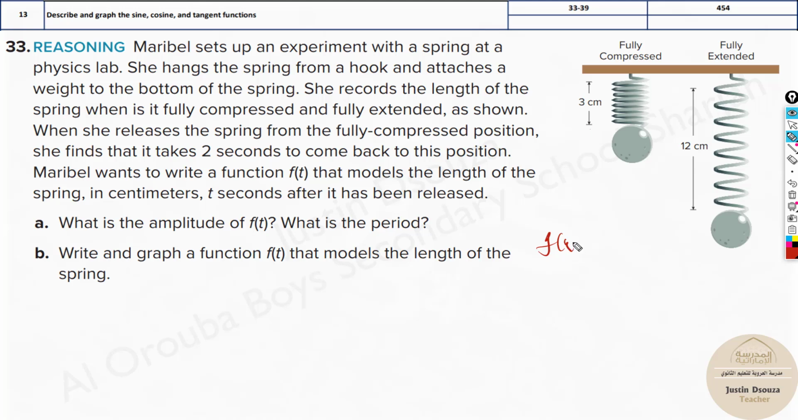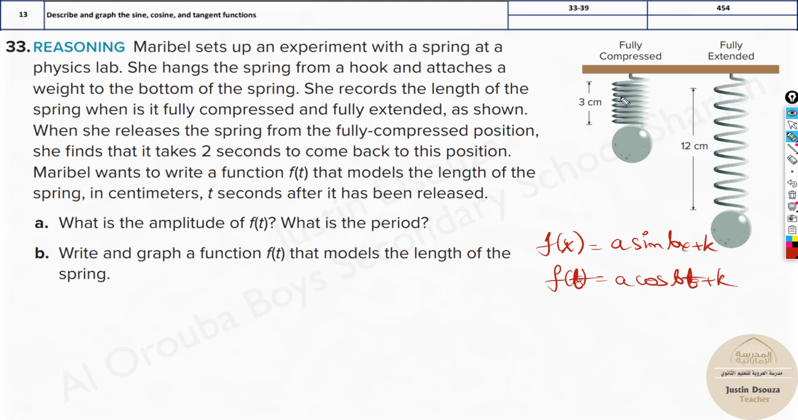We know f of x in general for sine and cos is a sine bx plus k, where k is the midline wherever you graph it, or a cosine bx plus k. Now, this is with respect to x. Since we are doing with respect to t here, that x will be t. That's the only difference. But which function do we use?